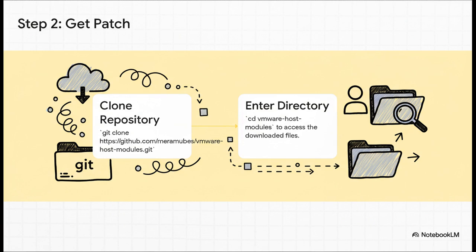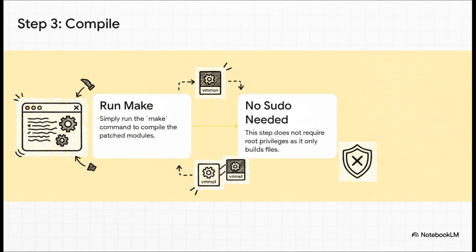Step 2, let's go get the patch. We're using git clone to just pull down that whole new repository directly from GitHub. Super easy. And as soon as that's done, we just cd right into the folder it created. And this is where the magic happens. All you have to do right inside this folder is run the make command. This takes all that patched code and compiles it into the modules we need.